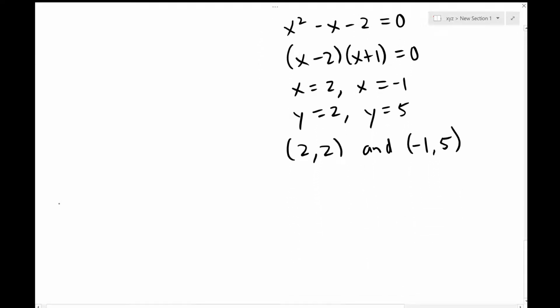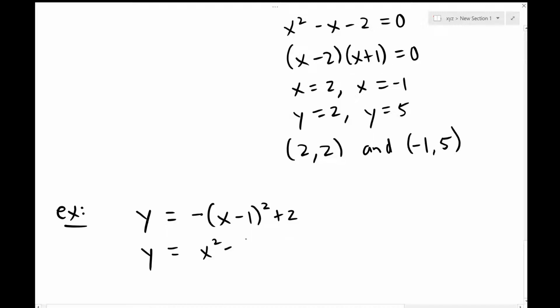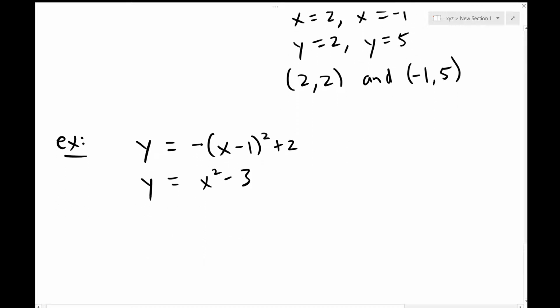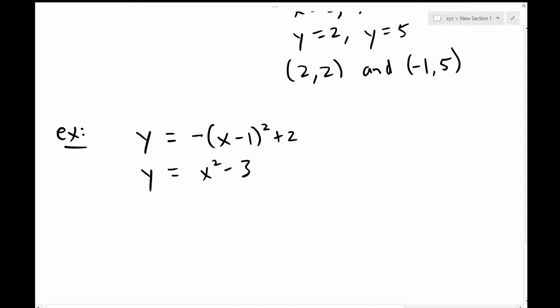Anyway, so let's go ahead and try some other examples here. The next thing we'll take a look at is y is equal to negative quantity x minus 1 quantity squared plus 2. And for our second equation, we'll have y is equal to x squared minus 3. All right, so here we should recognize both of these equations as being parabolas. So let's go ahead and take a look at their graphs again.